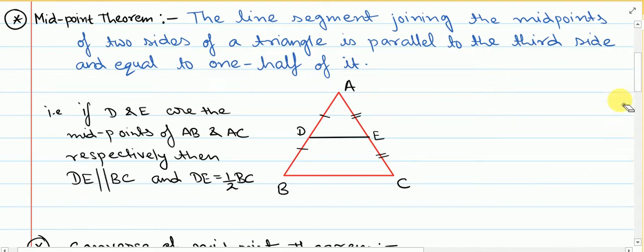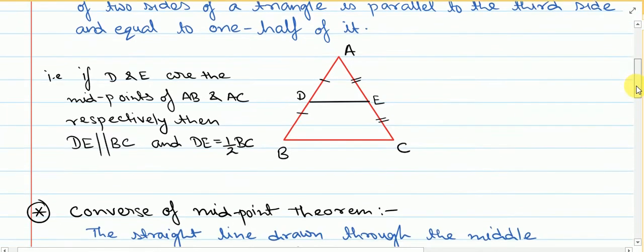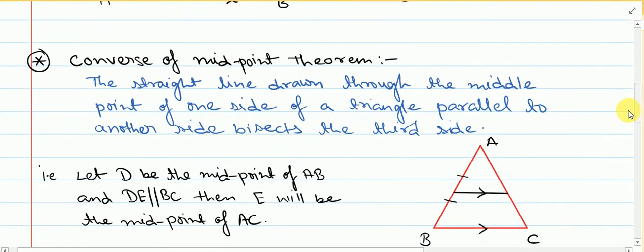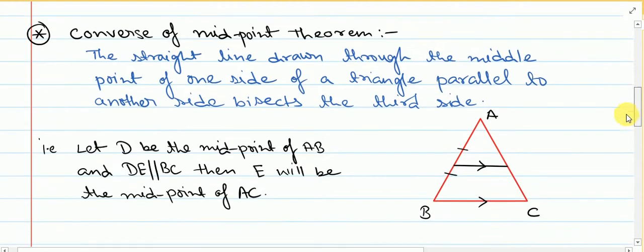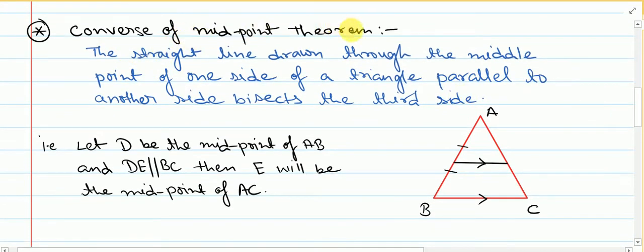Now we are coming to the converse of the midpoint theorem. Okay, so what does this converse of midpoint theorem say? It says that the straight line drawn through the middle point of one side of a triangle parallel to another side bisects the third side.